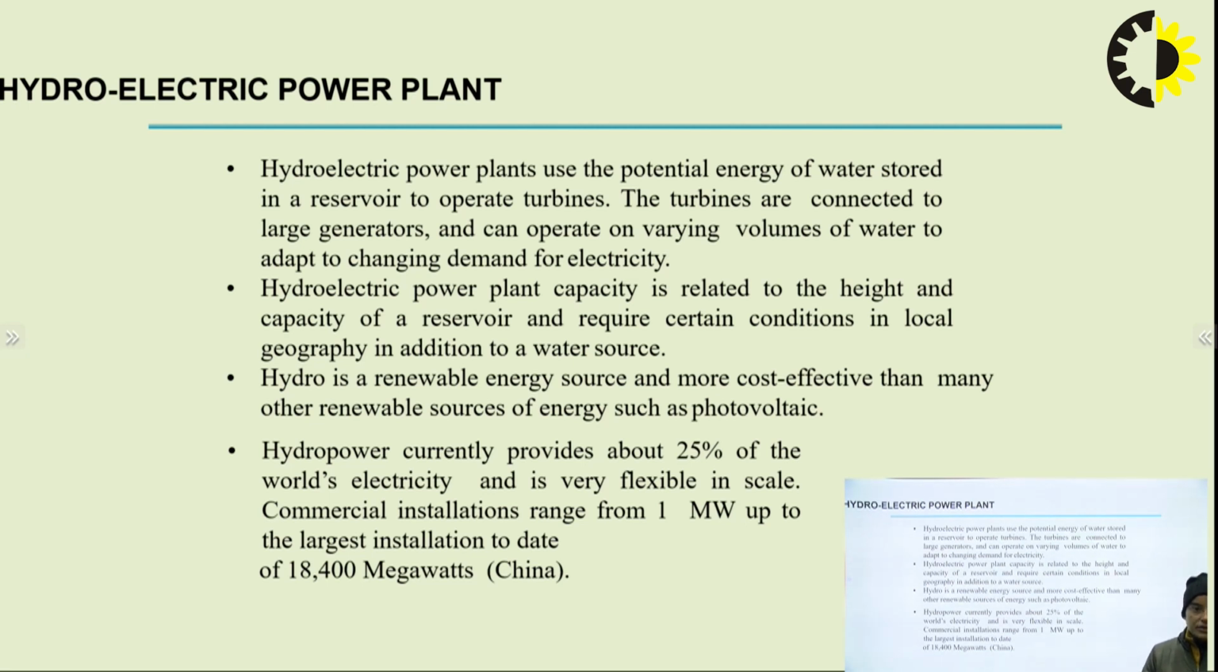Hydro is a renewable energy source and more cost efficient than many other renewable sources of energy such as photovoltaic. Hydropower currently provides about 25% of the world's electricity and is very flexible in scale. Commercial installations range from 1 megawatt up to the largest installation to date, that is 18,400 megawatt in China.